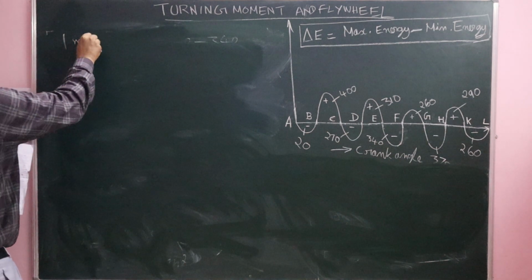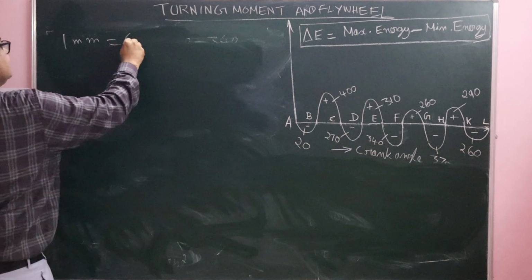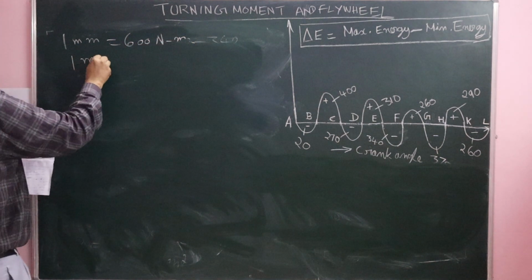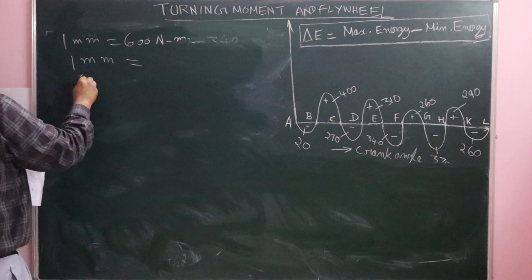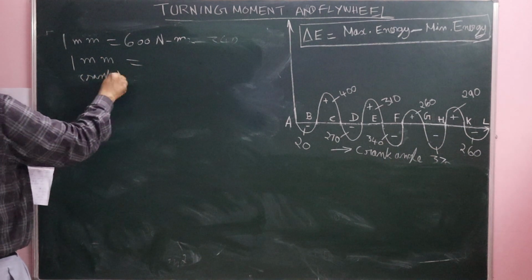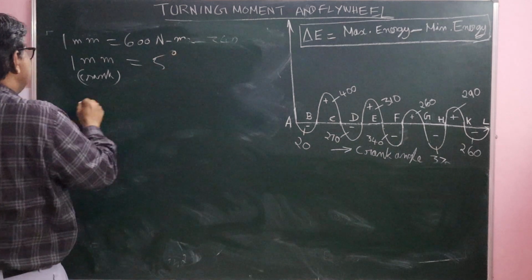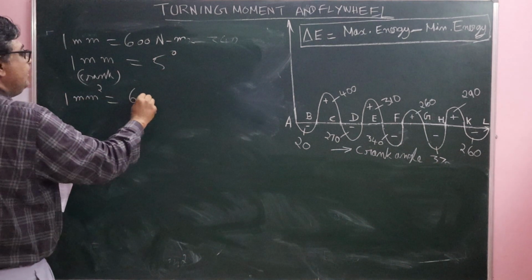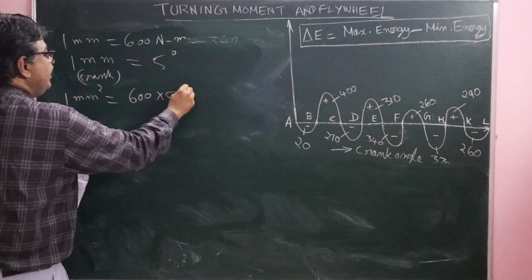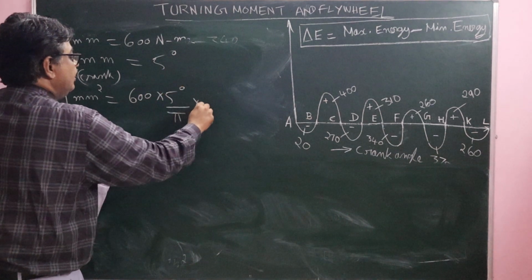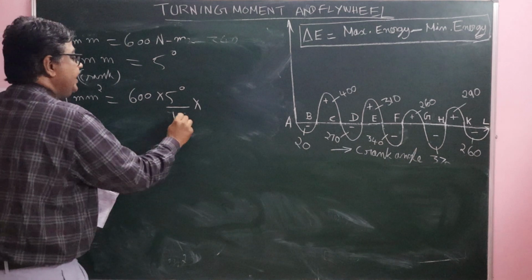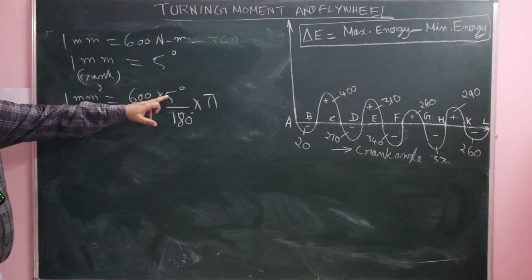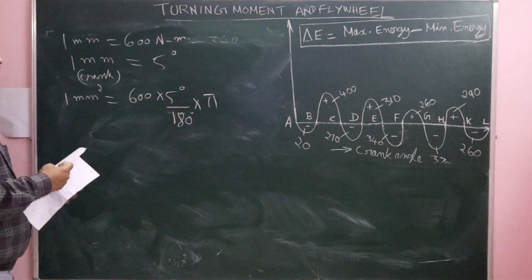1 millimeter of torque is equal to 600 Newton meter. It is given 1 millimeter of crank equal to 5 degrees. Therefore, 1 millimeter square is equal to 600 into 5 degree by 180 degrees into pi radian. You have to convert this into radian, into 5 by 180 degree into pi radians.